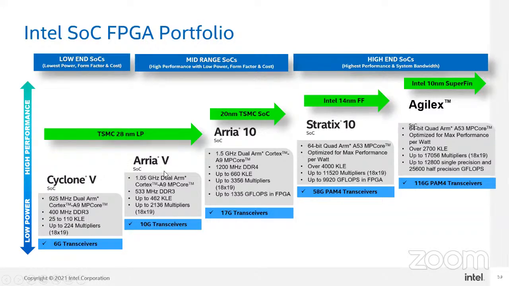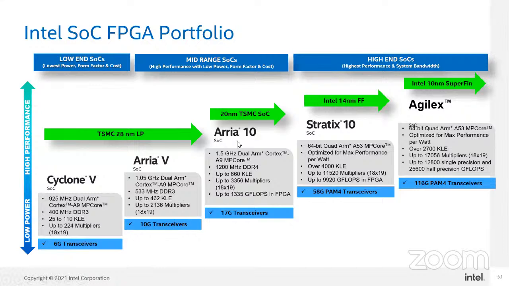Now, when we move on to Arria 5, it can operate up to 1.05 gigahertz. The performance of the processor is 1.05 gigahertz. And you can see this has 533 megahertz DDR3, and up to 462 KLE. Cyclone has 25 to 110 kilo logic elements, whereas this has 462 KLE. And here it is only 224 multipliers, but here you can see 2136 multipliers, 18 cross 19.